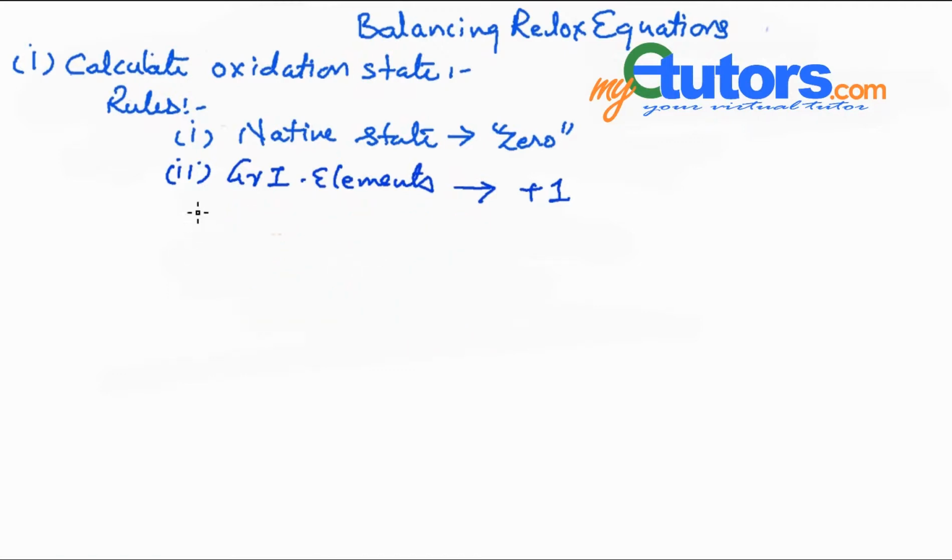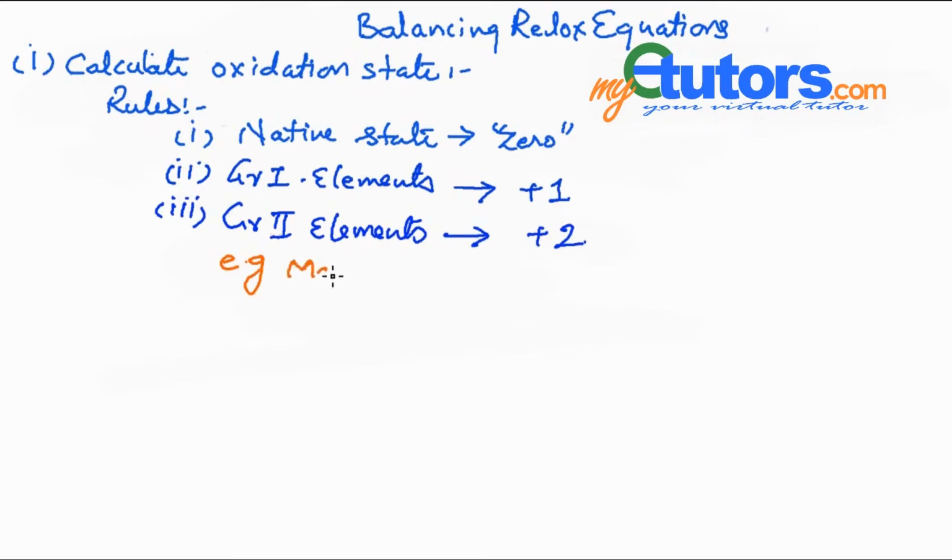The next rule deals with group 2 elements and they possess +2 oxidation state. The elements are beryllium, magnesium, calcium, strontium, barium. When they are present in their compounds, their oxidation state would be +2. Some other elements like zinc, cadmium also possess +2 oxidation state.